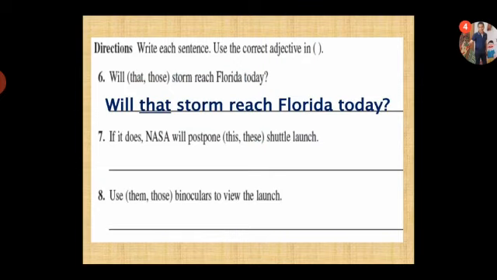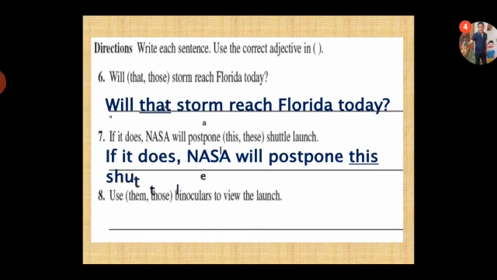Number 7. "If it does, NASA will postpone this or these shuttle launch." So I'm going to ask myself here, shuttle launch. Here it is singular, only one shuttle, right? He didn't say shuttles. So I have to choose a singular demonstrative adjective. Yes, right? Excellent. This. Good work, guys.